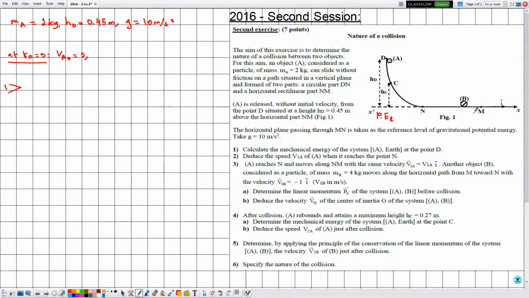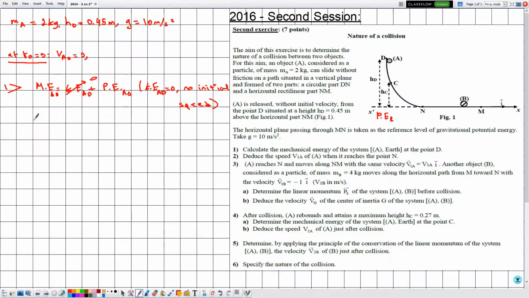Now in number 1 they are telling us to calculate the mechanical energy of the system A Earth at the point D. And we know that the mechanical energy is the sum of kinetic and potential. So here we are calculating the mechanical energy of the system A Earth, so this is for the object A at the point D. So let me say that this is ME D. And at the point D, we know that A initially has no velocity. So in this case, the kinetic energy of A at the point D is equal to 0, and this is because there is no initial speed.